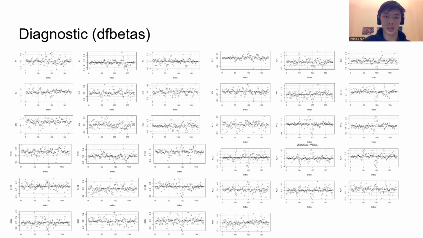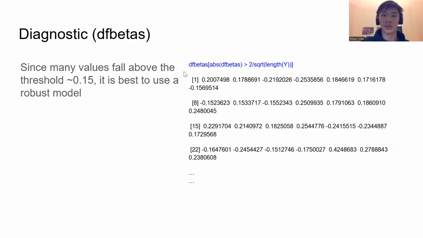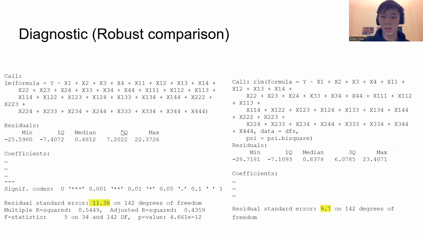In DF betas, there are many variables to consider due to the nature of the cubic model with its interactions. We have a large sample size from 2002 to 2016, and it's monthly, so it's around 177 samples. So 2 over square root of 177 is around 0.15, and many values fall above this 0.15 range, like here, here, and here. And we can list them off. And so, since there's so many influential values, it is best to use a robust model.